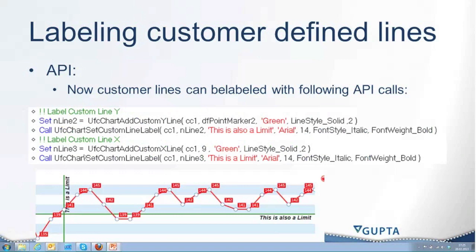So we have a line again, and at this point we have a green line and a solid line. But based on this line ID, we can now write a label on this axis or on this user-defined line. So this is this one.